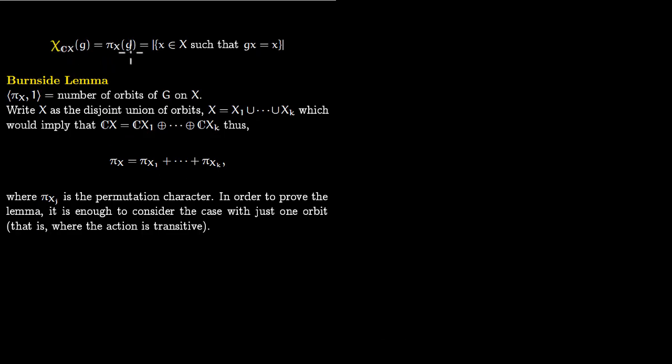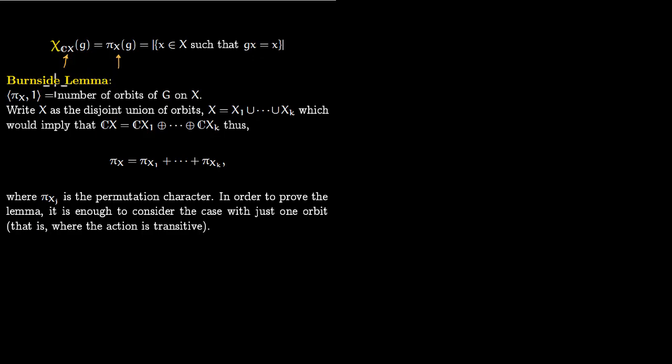So again, recall our permutation character. In terms of a normal character you write it like this, but we said the permutation character is special, so we denote it by pi of x. This is just the number of elements of the set x which are fixed by g.